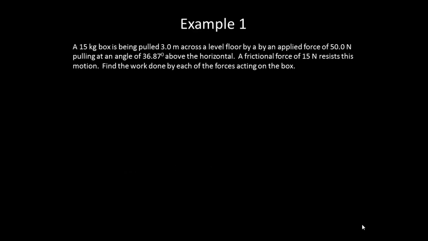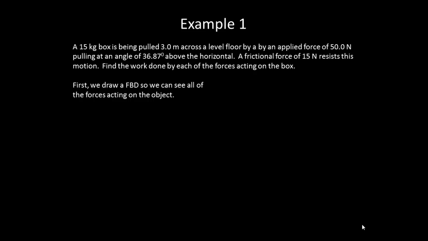So let's start with an example. A 15 kilogram box is being pulled 3.0 meters across a level floor by an applied force of 50.0 newtons, pulling at an angle of 36.87 degrees above the horizontal. A frictional force of 15 newtons resists this motion. Find the work done by each of the forces acting on the box. Go ahead and pause the video and give this a try, and then let's take a look.